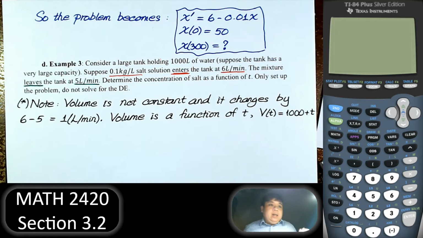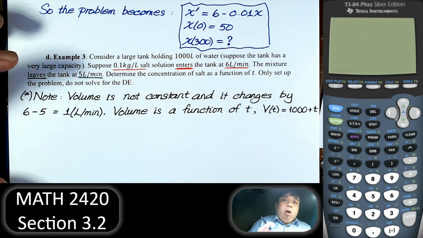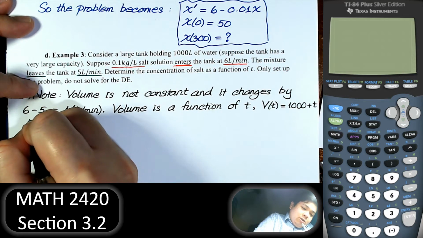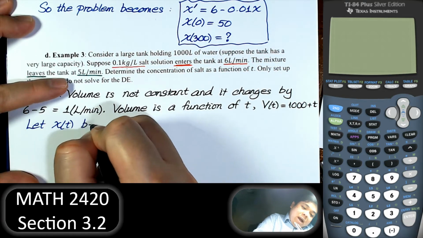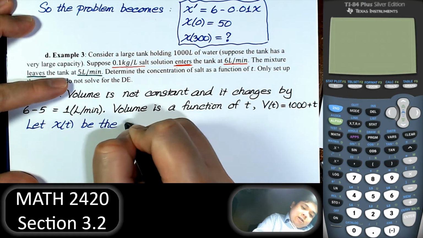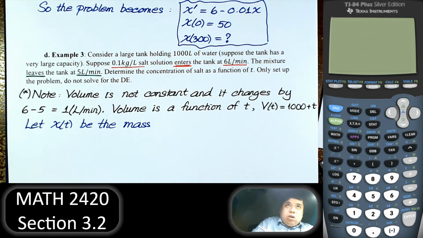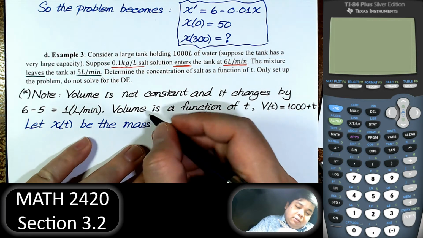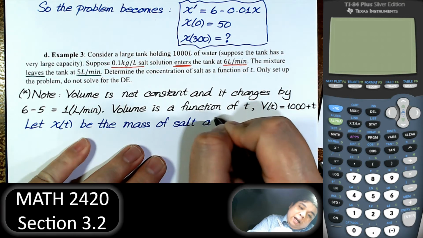Right. So that's the first thing, that this problem is different than the others. But we start with the same thing though. Let x of t be the mass of the substance, or the salt, at time t.